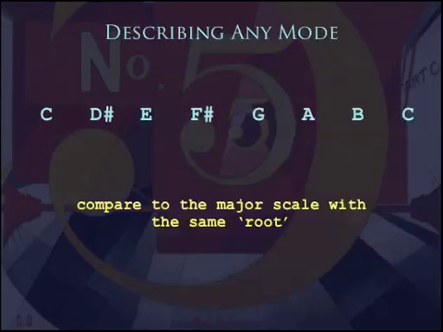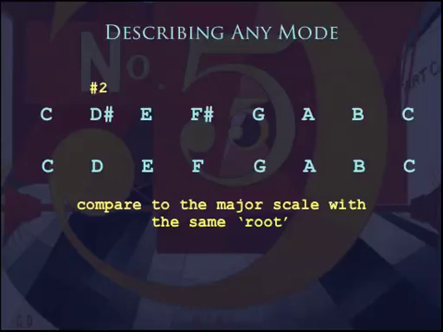So in other words, what we want is to figure out how do we describe this mode here, which has C, D sharp, E, F sharp, G, A, B, C. Well, we compare that with a C major scale, and then we talk about the scale through its differences with this scale that we know so well. So the root, the C, is the same in both, by definition. The second scale degree in the mode we're trying to figure out is raised from the major scale, so we'll call this a sharp 2.